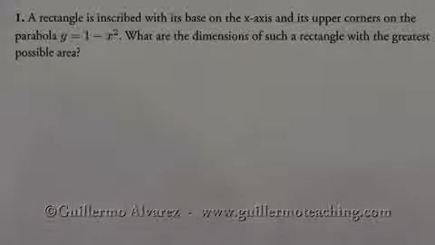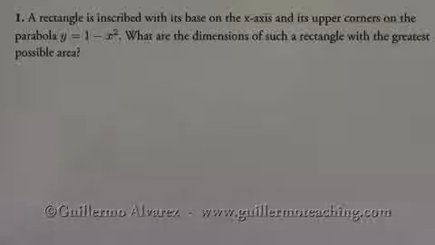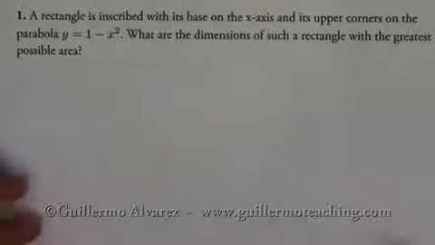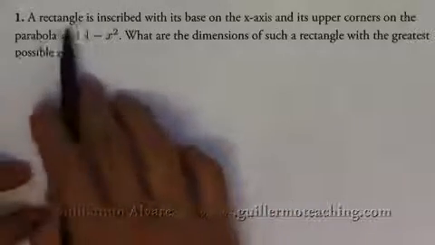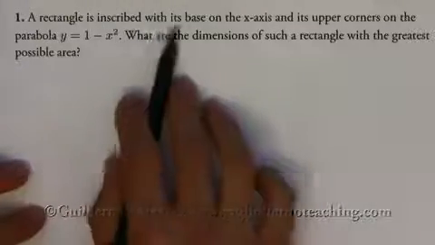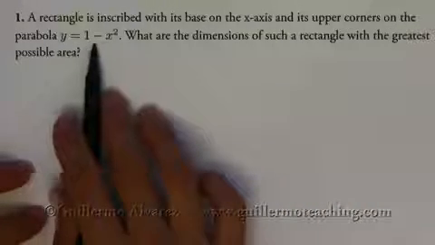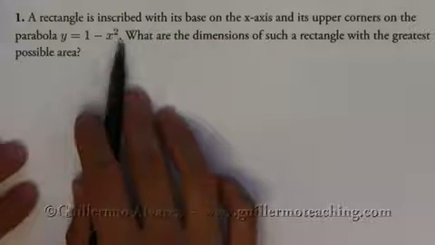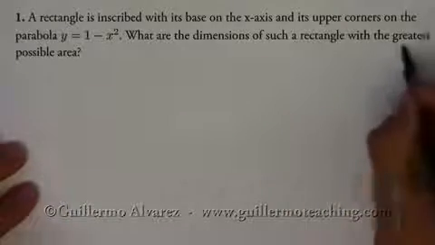Okay, so here's the first optimization problem, and this one isn't too difficult. The first thing we want to do is, of course, read the problem. The problem says that a rectangle is inscribed with its base on the x-axis and its upper corners on the parabola y equals 1 minus x squared. What are the dimensions of such a rectangle with the greatest possible area?